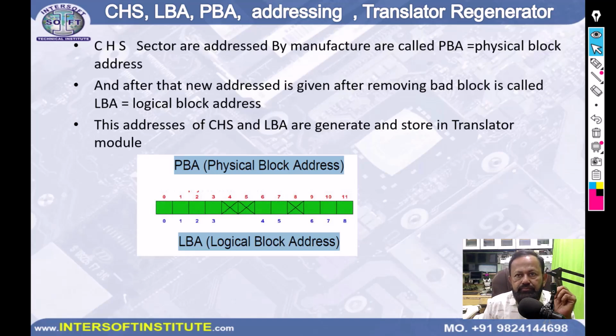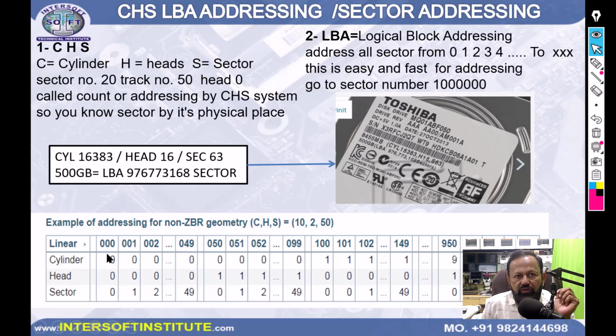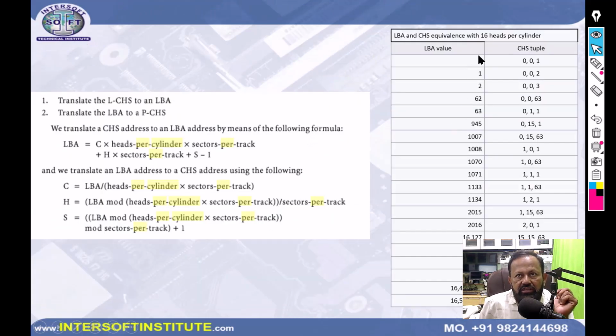Next. What are cylinder head sectors? It is CHS, cylinder head sector, which is allocated with logical block addressing. So they are stored like that. If you have cylinder 000, then 001, 002, like that. The total number of cylinders is 16383, heads 16, sectors 63. So these are all the CHS LBA entries in the table. It is stored like this, the CHS LBA calculation.